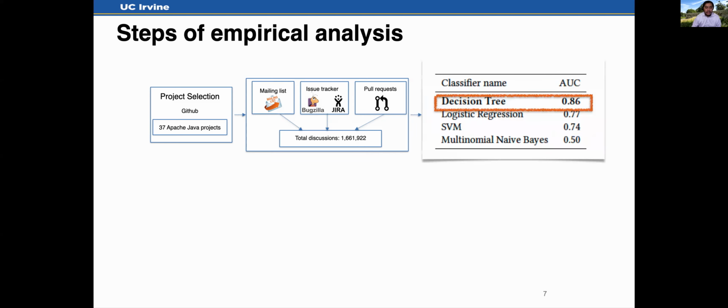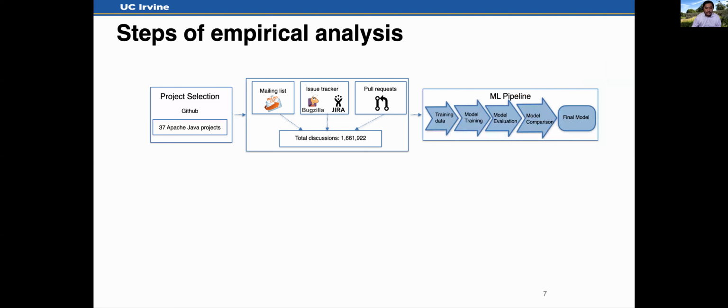We compared decision tree, logistic regression, support vector machine, and multinomial naive Bayes, and our results showed that decision tree outperformed the other classifiers by a large margin when compared based on AUC. So we decided to use decision tree for classifying the rest of the discussions in our dataset.